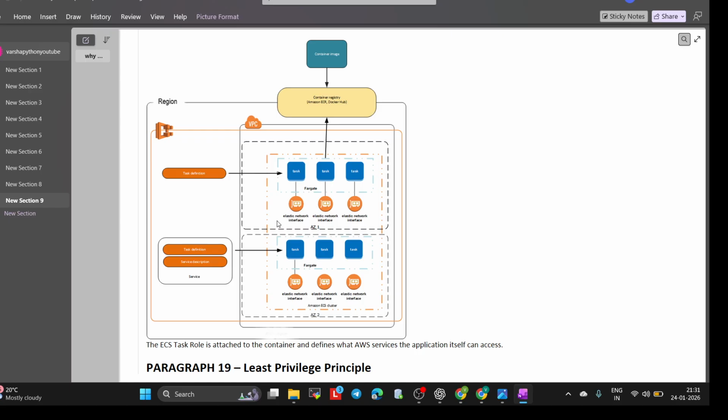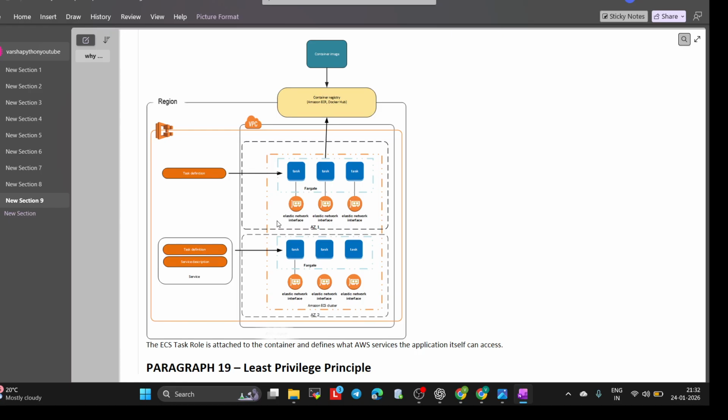This diagram usually shows the container directly interacting with AWS services using the task role without any hard-coded credentials, which is a major security improvement compared to traditional deployment. Another important concept shown here is that each task can have its own role, allowing fine-grained access control. This is extremely useful in microservices architecture, where different services need different permissions.